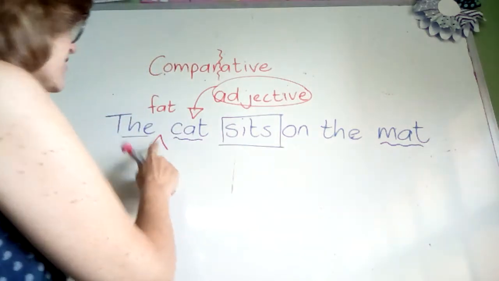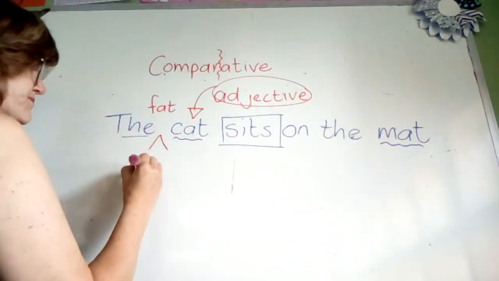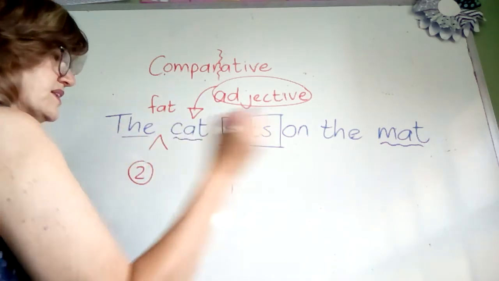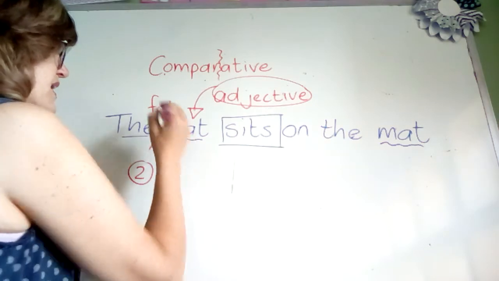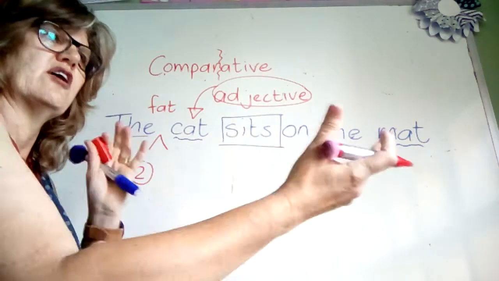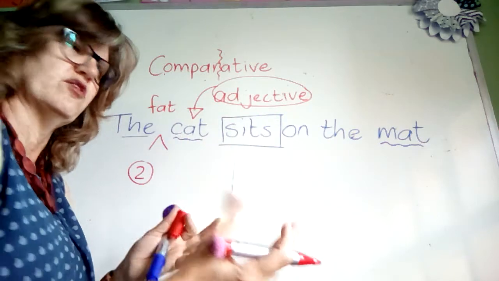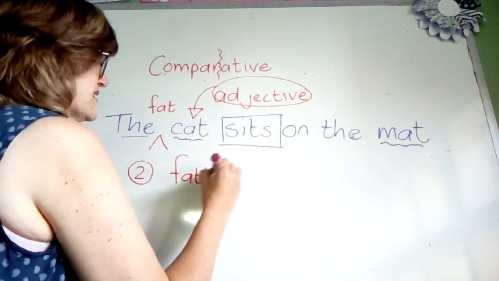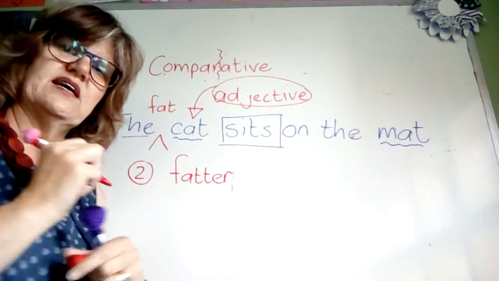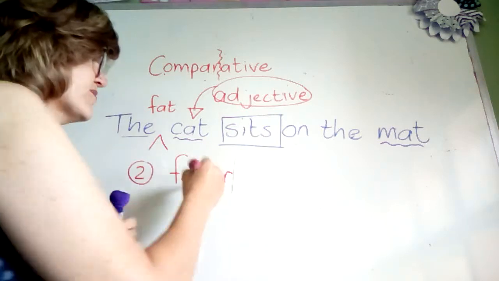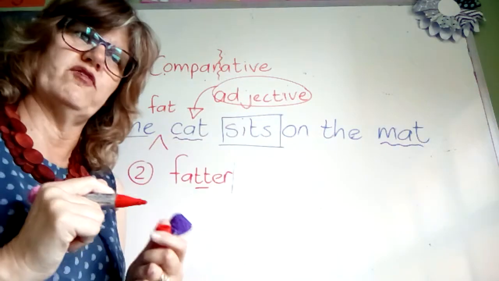So if I have two cats, say for instance one is white and one is black, and I want to compare the white and the black cat. There are only two cats involved. So I can say the white cat is fatter than the black cat. Okay, I'm comparing the two of them.